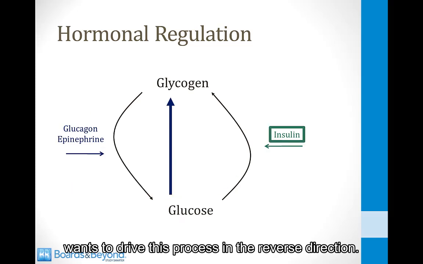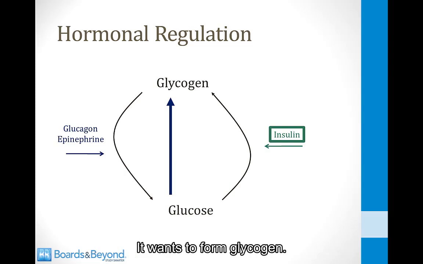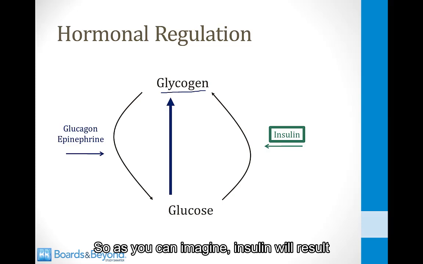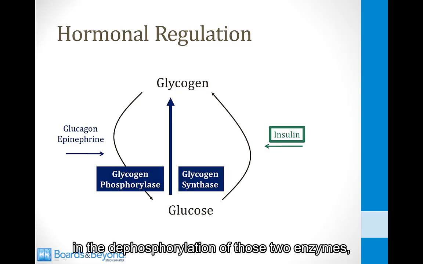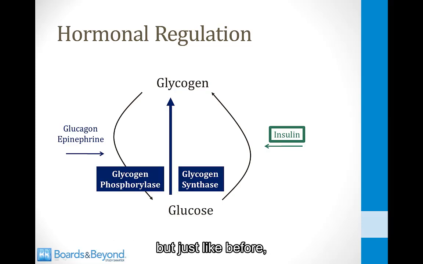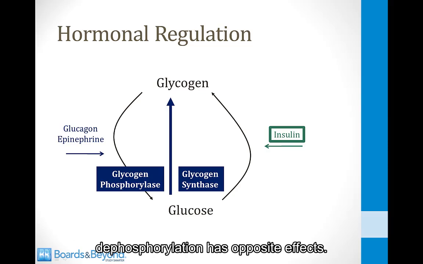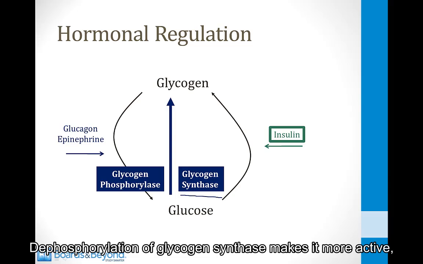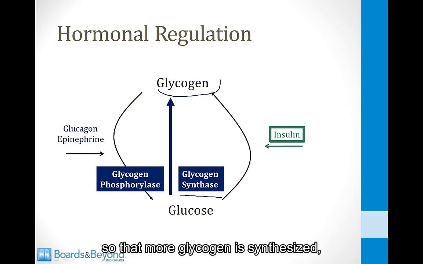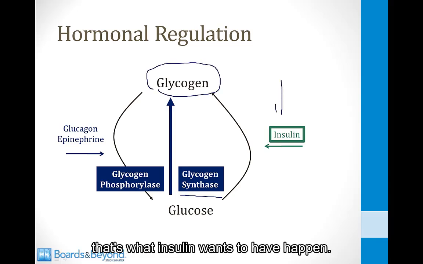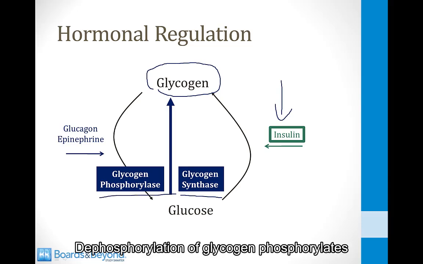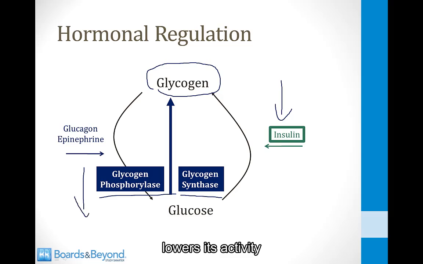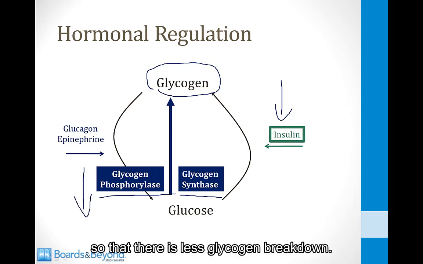Insulin, on the other hand, wants to drive this process in the reverse direction. It wants to form glycogen. So as you can imagine, insulin will result in the dephosphorylation of those two enzymes. But just like before, dephosphorylation has opposite effects. Dephosphorylation of glycogen synthase makes it more active so that more glycogen is synthesized. That's what insulin wants to have happen. Dephosphorylation of glycogen phosphorylase lowers its activity so that there is less glycogen breakdown.